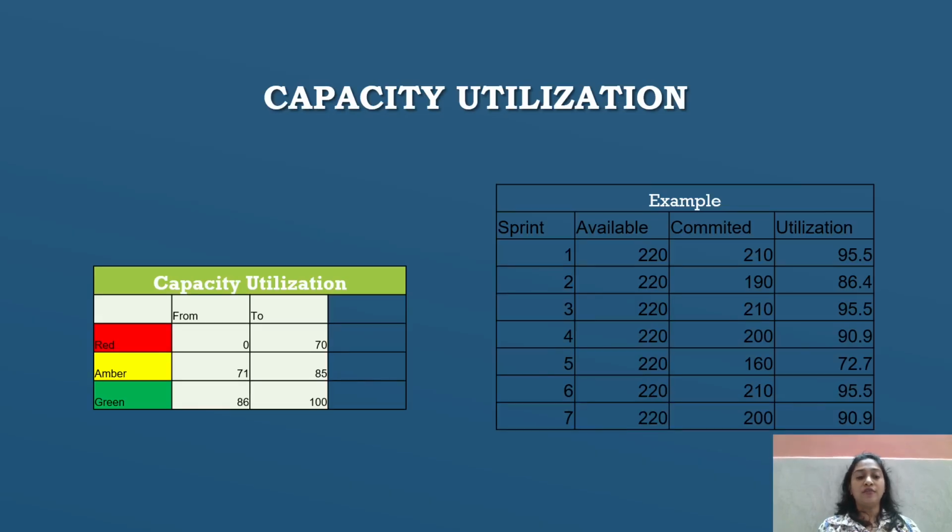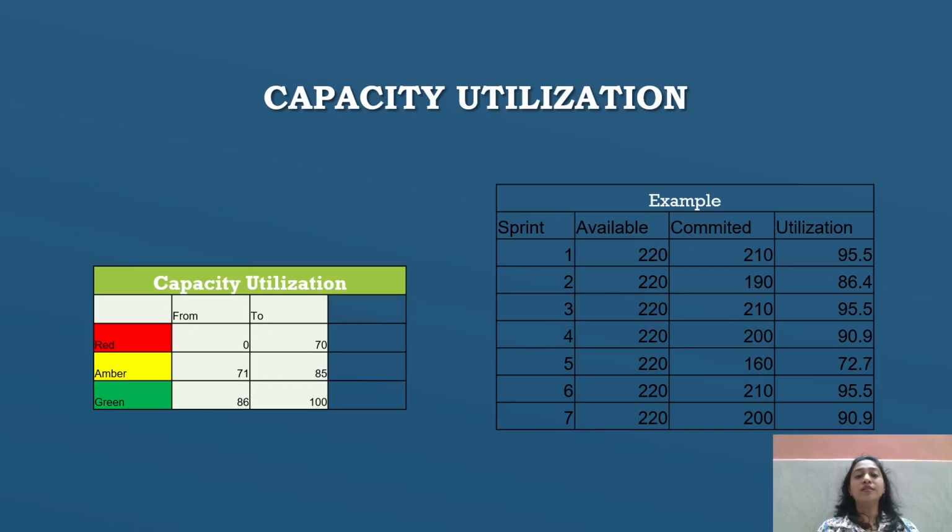You can see on the left hand side the red, amber, green colors are mentioned, that is capacity planning from and to. Okay, in the example I have given, sprint 1 available is 220 hours, committed 210, and utilization is 95% or something. These are the sprints as per the available, committed, and utilization figures. At 100% utilization, we are giving the estimation, available and committed.